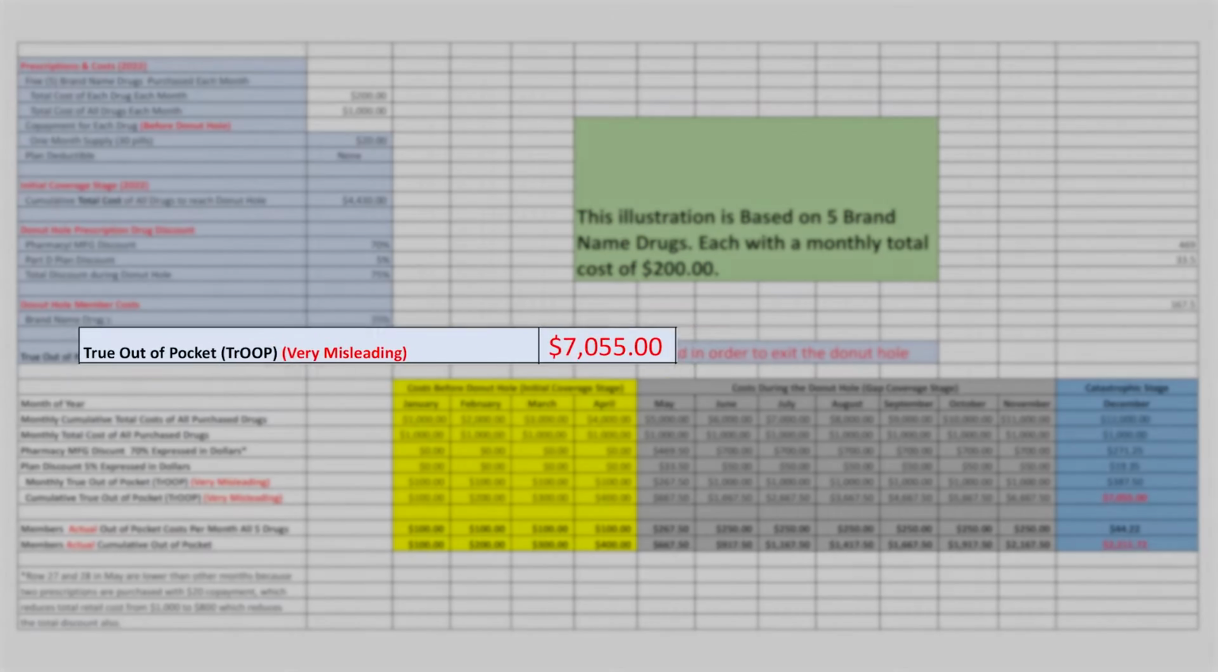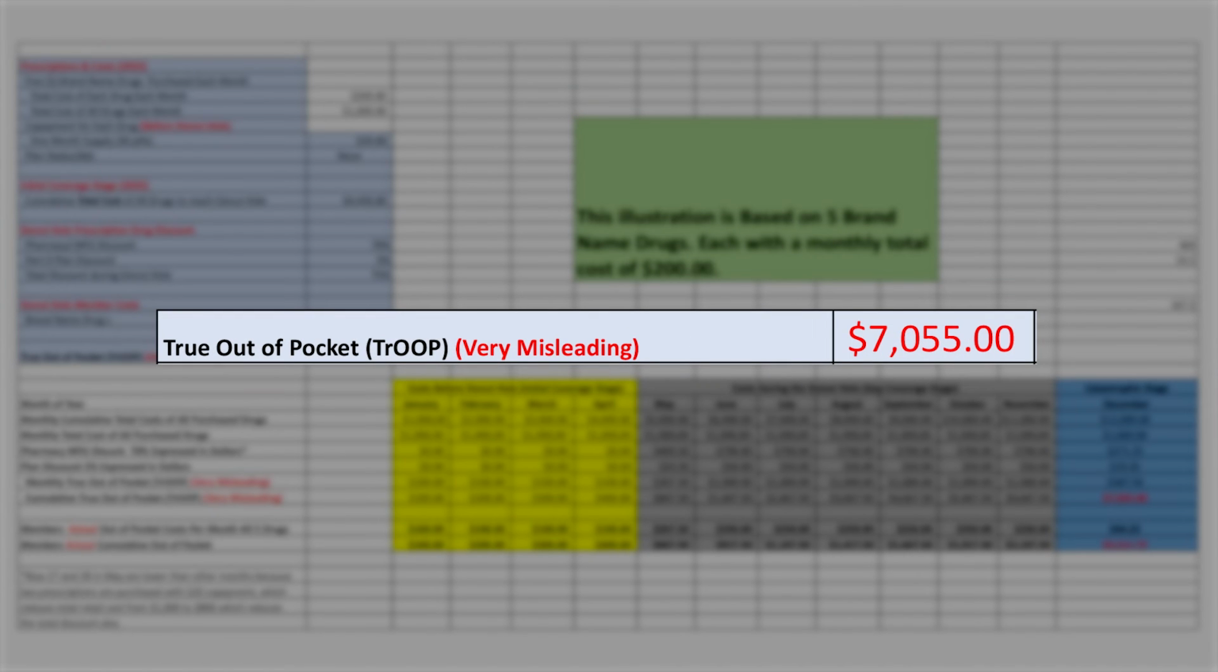What makes the donut hole so confusing is the true out-of-pocket that must be reached in order to exit the donut hole. It is anything but true. The TrOOP, as Medicare calls it, suggests that you must spend $7,055 to exit the donut hole. Fortunately, that just isn't true.